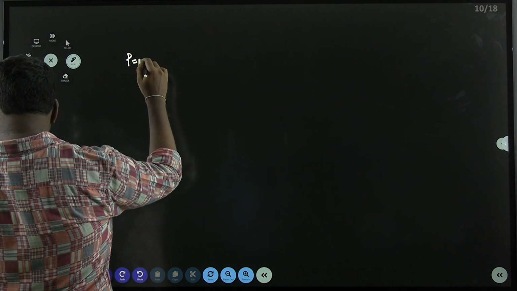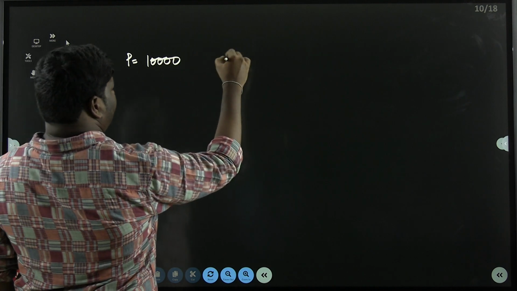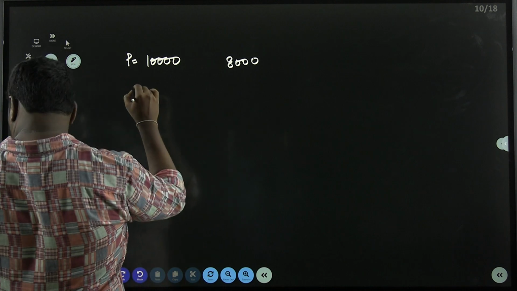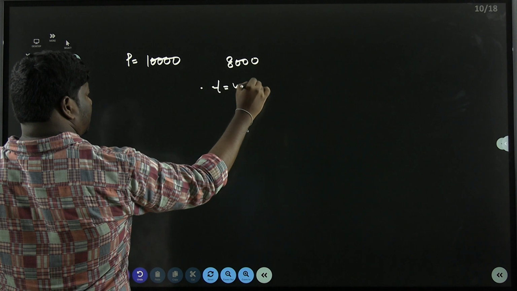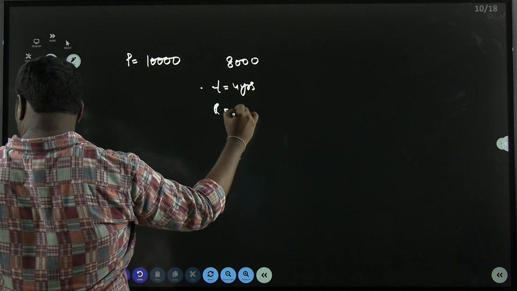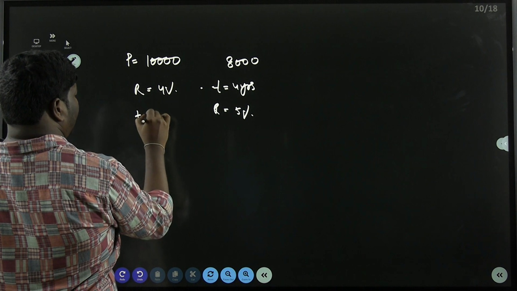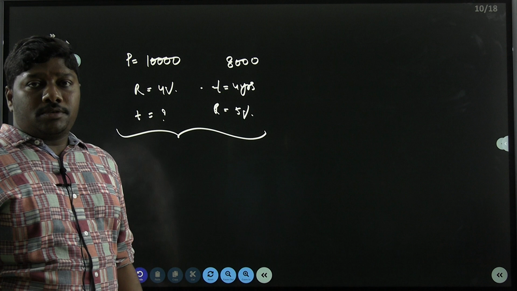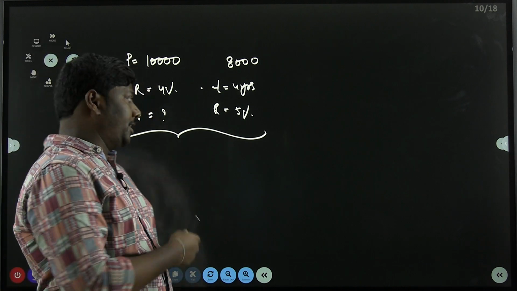Principal is 10,000. And in the second case principal is 8,000. They are giving you time. Time for the second one is 4 years. Rate for the second year is 5%. Rate for the first year is 4%. What is the time when interest from both of these principals is the same? So he's saying that the interests are equal. When interests are equal, you need to find out the time.